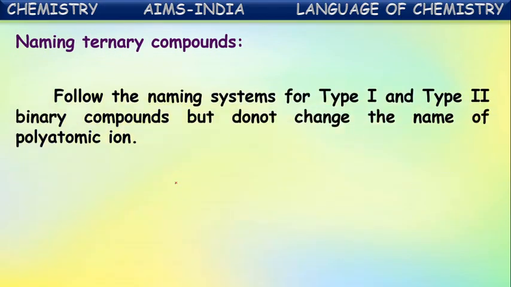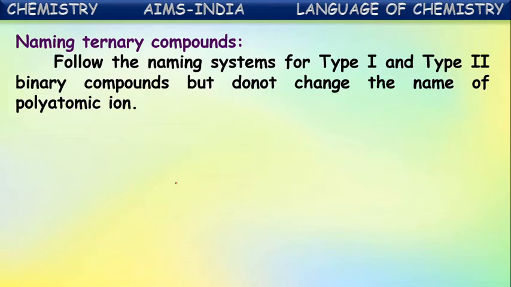Naming of these ternary compounds. We follow the systems given for type 1 and type 2 binary compounds, but do not change the name of the polyatomic ion. Simply follow the rules given for writing names in type 1 and type 2 binary compounds. The same we follow here also. But there we cut the name of the anion, taking just the root. We won't do that here. Complete names are taken directly in ternary compound naming. Let us see some examples.